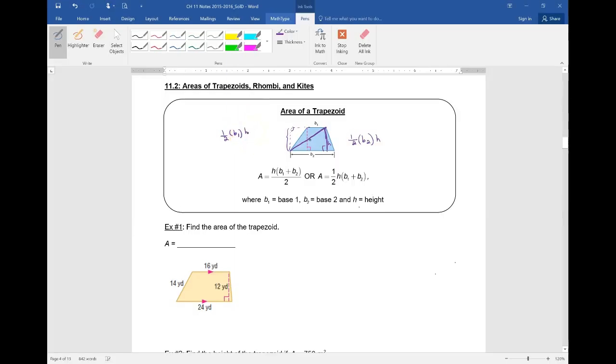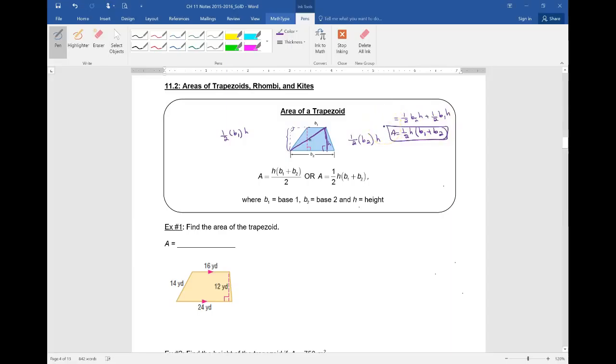Now, if I want the area of the entire trapezoid, then it's half times base 2 times height plus half times base 1 times height. Well, what can I do? I can factor out a half and an h, right? Let me factor out a half and an h, and I get base 1 plus base 2. And that, ladies and gentlemen, is how we get the area of a trapezoid.